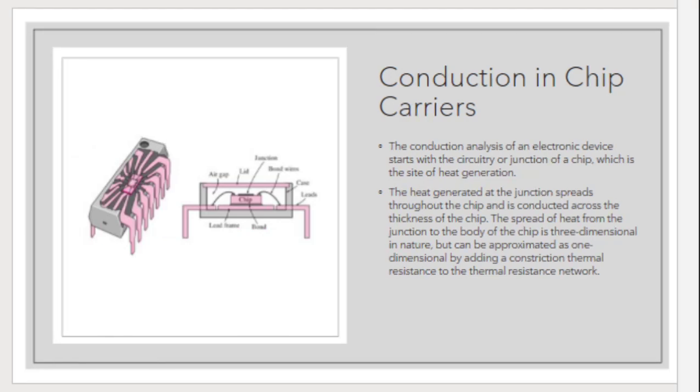Conduction in chip carriers. The conduction analysis of an electronic device starts with the circuitry or junction of a chip, which is the site of heat generation. The heat generated at the junction spreads throughout the chip and is conducted across the thickness of the chip. The spread of heat from the junction to the body of the chip is three-dimensional in nature but can be approximated as one-dimensional by adding a constriction thermal resistance to the thermal resistance network.